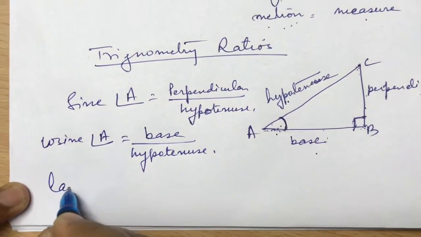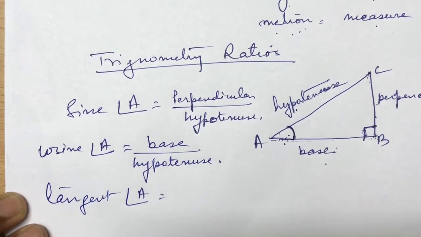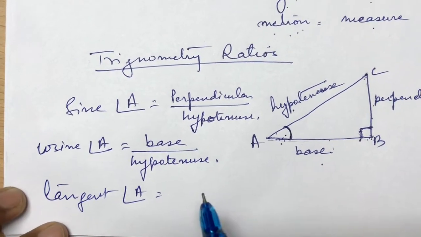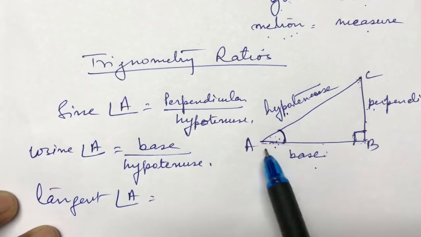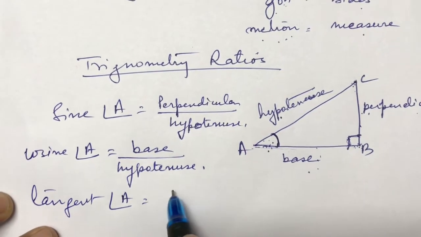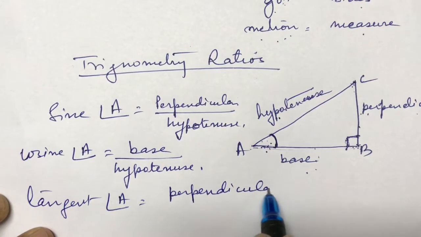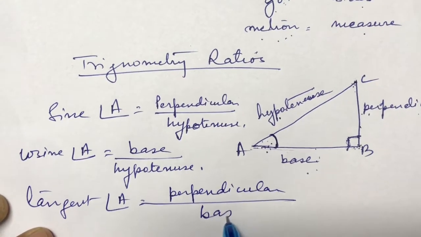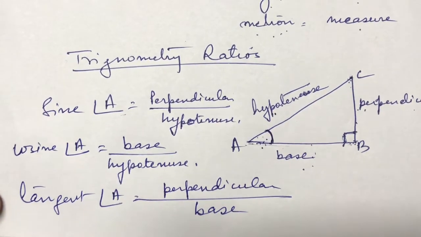Now tangent of angle A. What is tangent of angle A? It is side opposite to angle A by side adjacent to angle A. That means perpendicular by base. Perpendicular by base. You have to remember these three: sine, cosine, tangent.